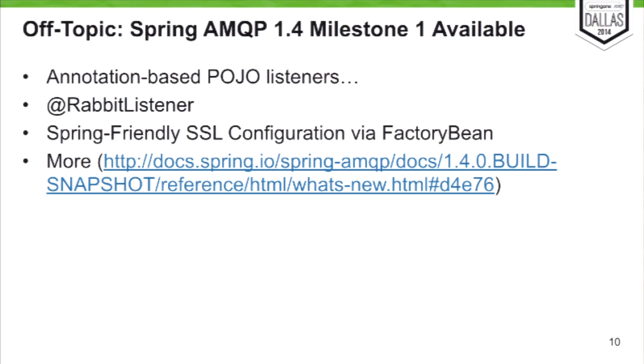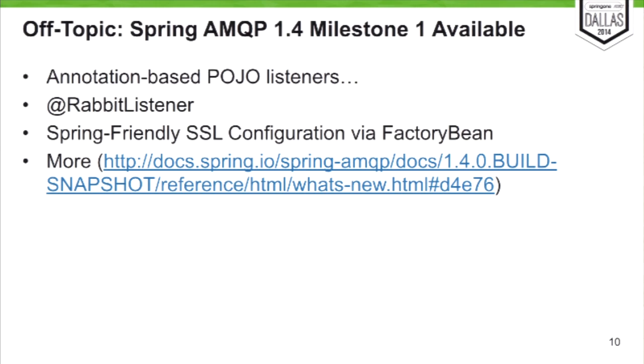We put the first milestone out on Friday, and now you can. He even tweeted a tweetable Rabbit listener. That's just Rabbit listener, and then the method name and a little bit of code to go with that. And it can be request reply. So if you have a POJO that returns a reply, the Rabbit infrastructure will be built for you to send the reply back to the caller.